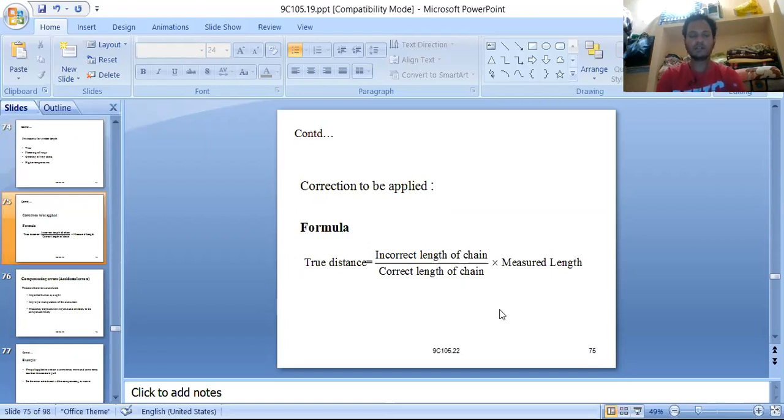We have already discussed the correction for true distance. It is incorrect length of chain divided by correct length of chain into measured length. We have solved some of the problems also in the previous class.